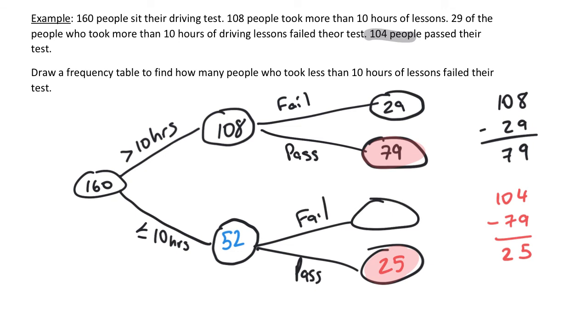And if we know that the number of candidates who took less than 10 hours is 52 and 25 of them passed, that means that 27 of them must have failed. So now we know how to answer the question. So how many people took less than 10 hours of lessons and failed their test? So that's 27.